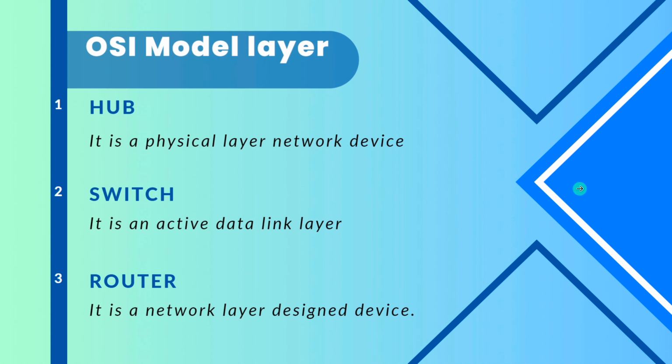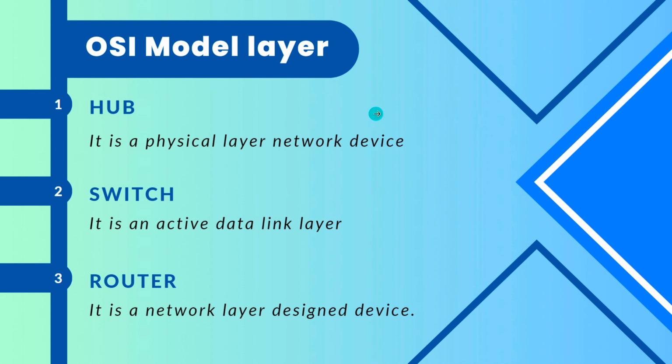So we will differentiate them on 7 bases, starting with the first one, on the basis of OSI model. Those who are new, we have explained OSI model in our last video, you can check it out. So on the basis of OSI model, the hub is a physical layer device, which is a basic and unmanaged device. The switch is a data link layer device, and is more intelligent than a hub. The router is a network layer device, and is responsible for routing data between different networks or subnets. So all these three lie in different layers of the OSI model.